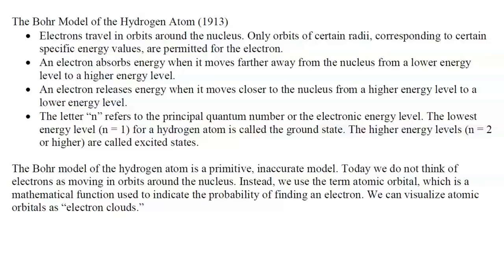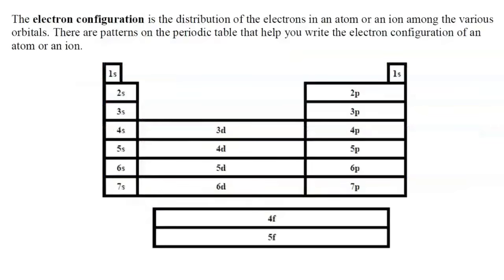Instead, we use the term atomic orbital, which is a mathematical function used to describe or indicate the probability of finding an electron. We can visualize atomic orbitals as electron clouds, these three-dimensional regions in space where we have a certain probability of finding an electron. And in terms of the orbitals, they have both a number, 1, 2, 3, 4, etc., and also a letter, S, P, D, or F, and those have to do with the shape, the features of that three-dimensional orbital. So S and P and D and F refer to different shapes of these orbitals, these electron clouds.